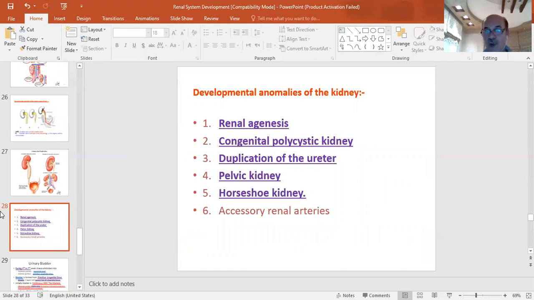Some of the other polycystic kidney, polycystic kidney, it is a genetic disorder. I'm not going to go in that detail. Duplication of the ureter that could occur. Pelvic kidney, as I said, if does not ascend, horseshoe kidney, if they do not separate during the development.